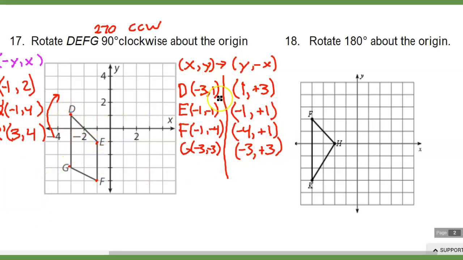Graph those in pink. So we have 1 comma 3 for D prime. Negative 1, positive 1. So there's E prime. Negative 4, positive 1, F prime. And then G prime will be negative 3 comma 3. And then connect these. And it should be the exact same size and shape, just rotated. Right? There we go.